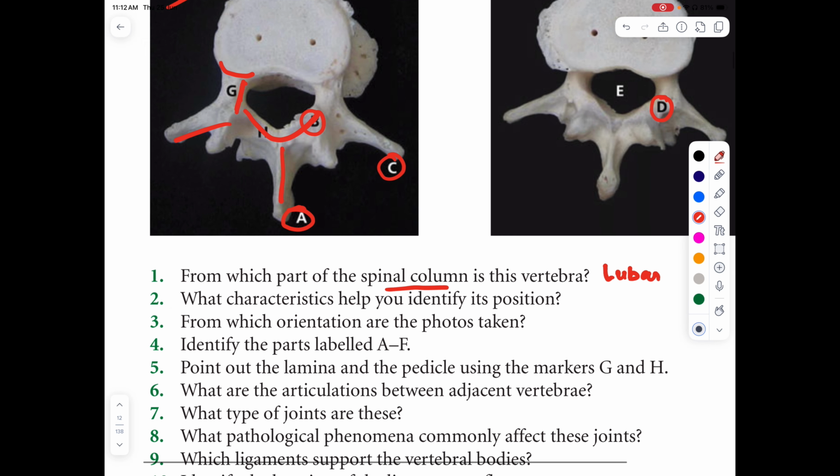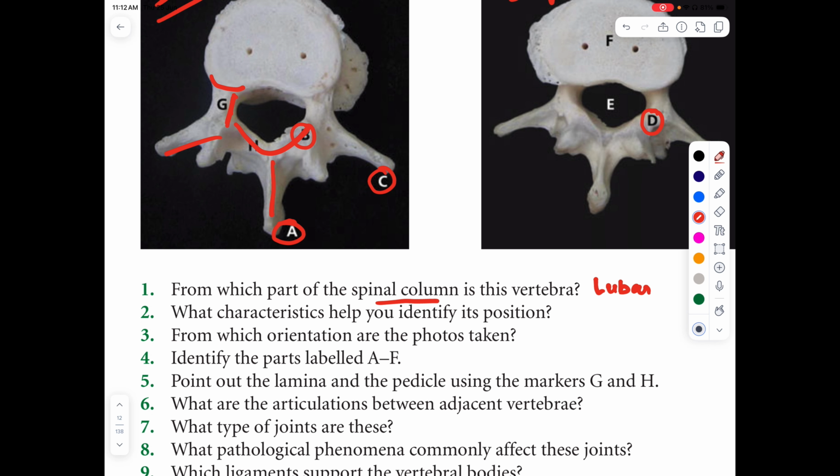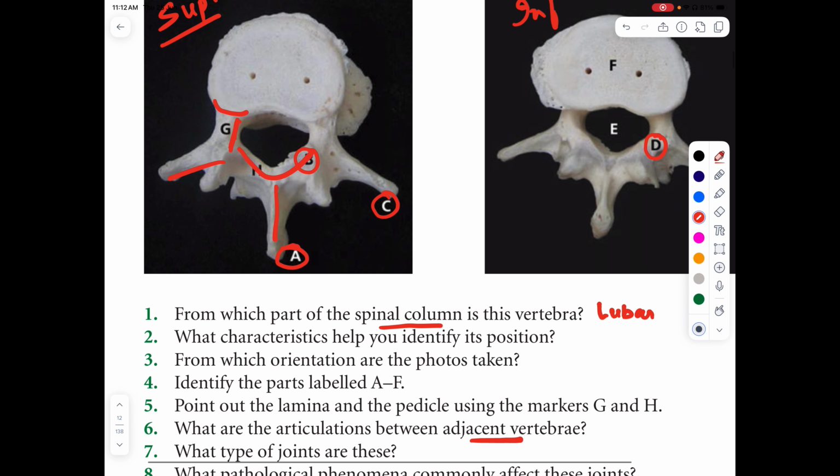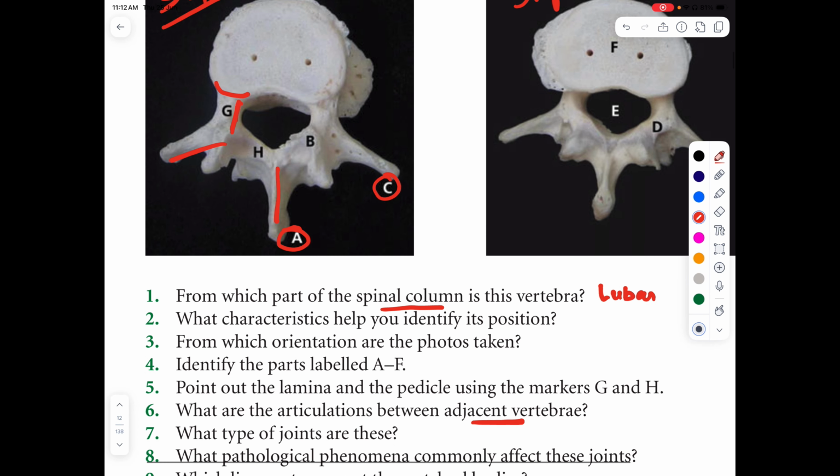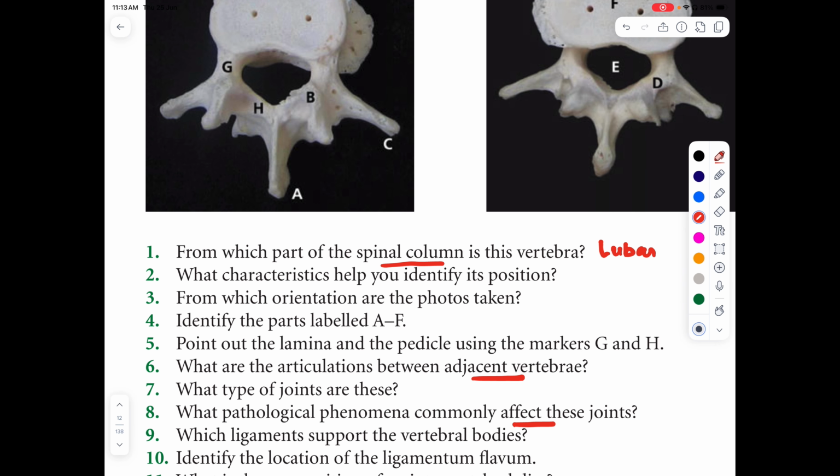What are the types of joints? So articulation of the adjacent vertebrae. So two vertebrae are attached to each other. The vertebral arch articulates with the superior and inferior articular facets. So these are the articular facets. These are facet joints. Synovial type of joint in the sagittal plane, and now this is in the sagittal plane. The pathological phenomenon that affects the joint is osteoarthritis, most commonly osteoarthritis.